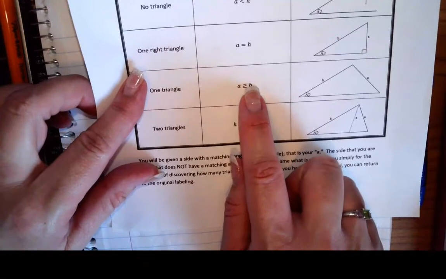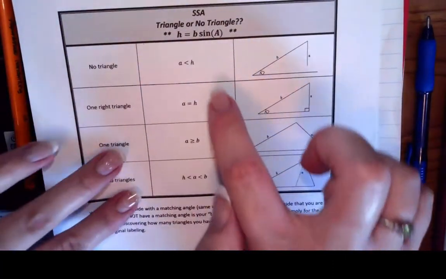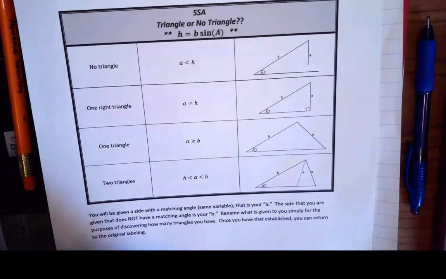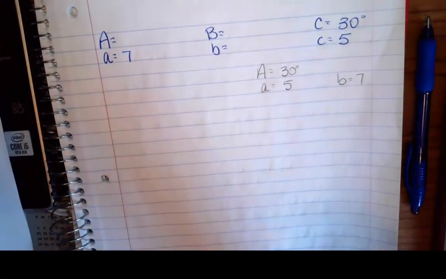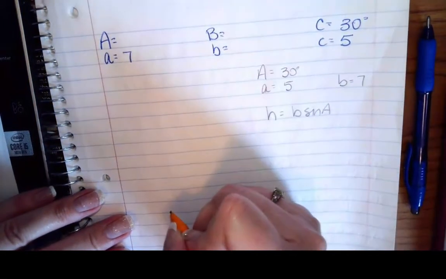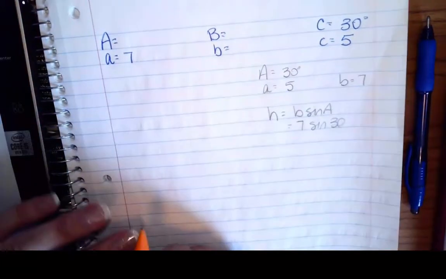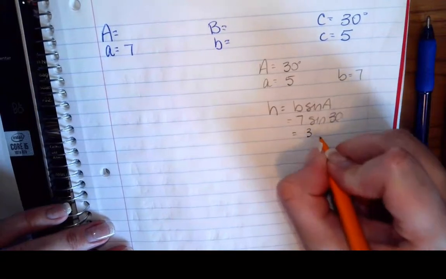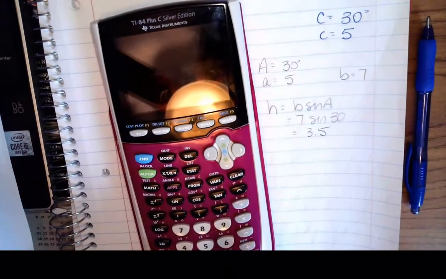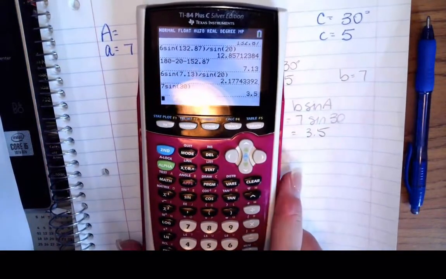So check first, is little a bigger than b? No, it's not. Okay, so we do not have one triangle. At this point, I need to find out what H is to determine what's going on. So my H is going to be b times the sine of A. So I have 7 times the sine of 30, which is going to give me 3.5. If you'll remember, the sine of 30 is 1/2. So 7 times the sine of 30 is 3.5.